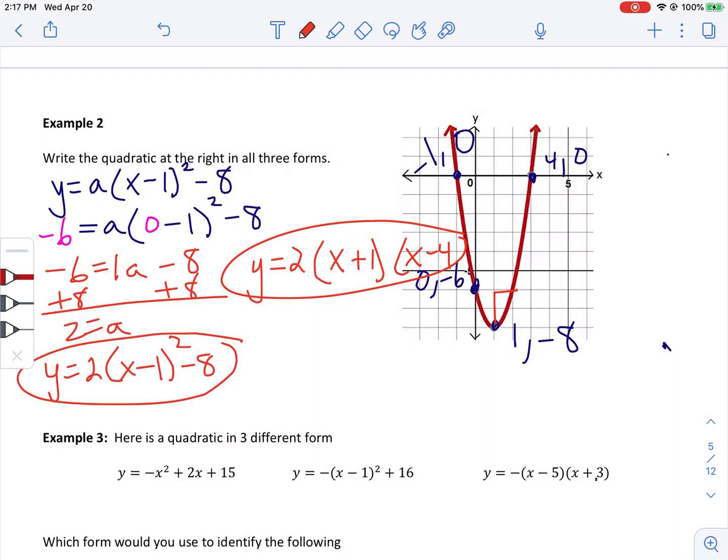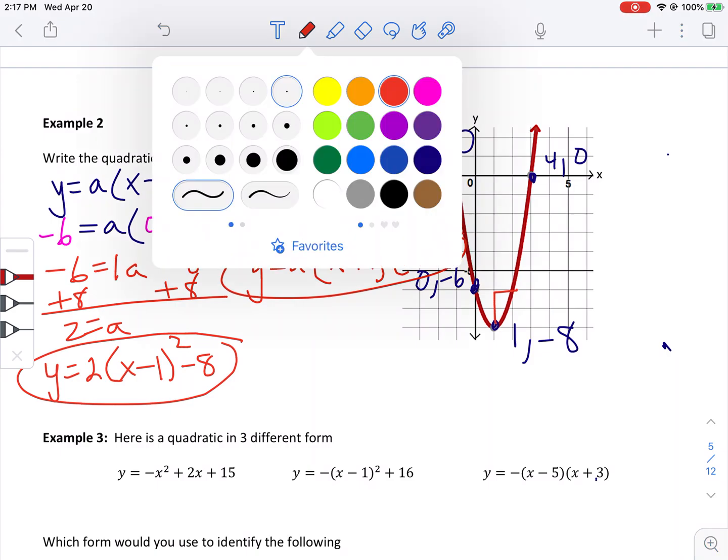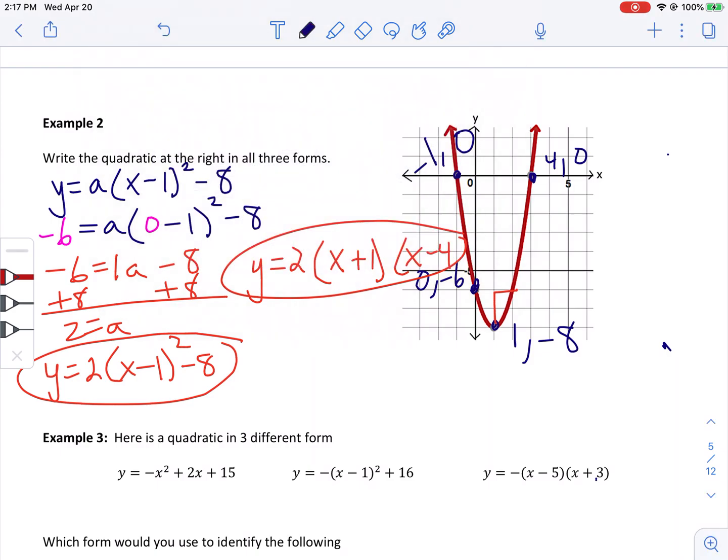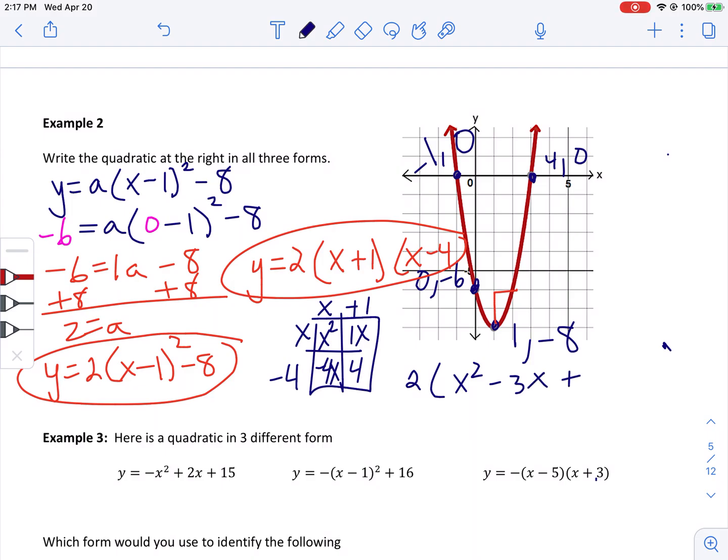And then again, we can multiply this out. So if I wanted to multiply out from intercept form, I could take (x plus 1)(x minus 4). So we have x squared, 1x, negative 4x, and negative 4. So it's really 2 times (x squared minus 3x minus 4). Multiply that out, we have 2x squared minus 6x minus 8.